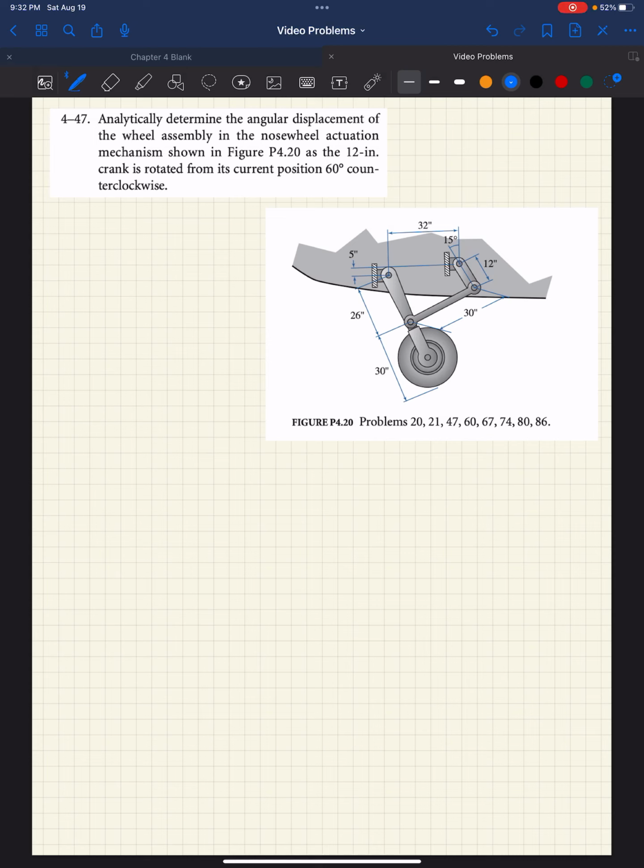Problem 447. Analytically determine the angular displacement of the wheel assembly and the nose wheel actuation mechanism shown in the figure as the 12-inch crank is rotated from its current position 60 degrees counterclockwise. Okay, so to start this problem, we're going to go ahead and draw our kinematic diagram out. So let's go ahead and trace the figure.